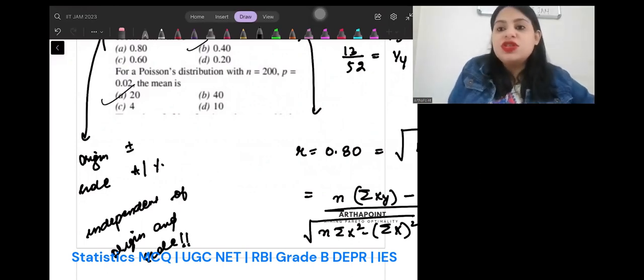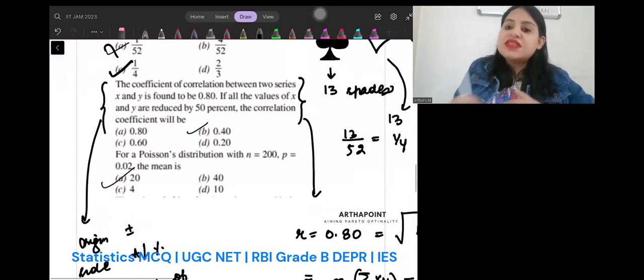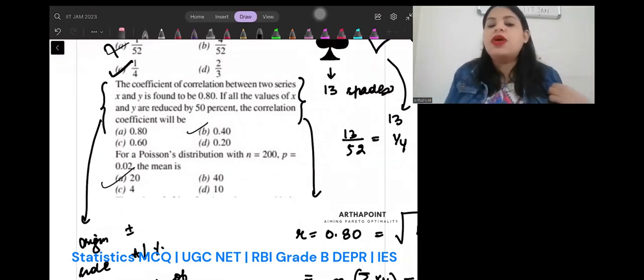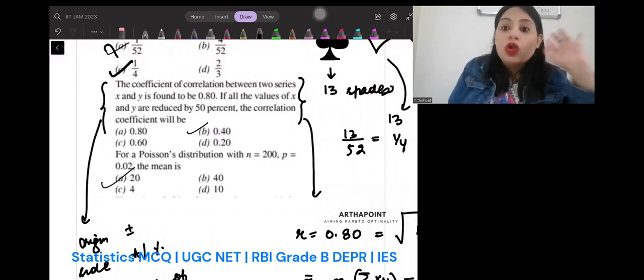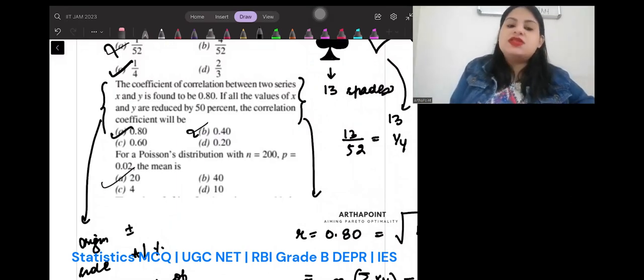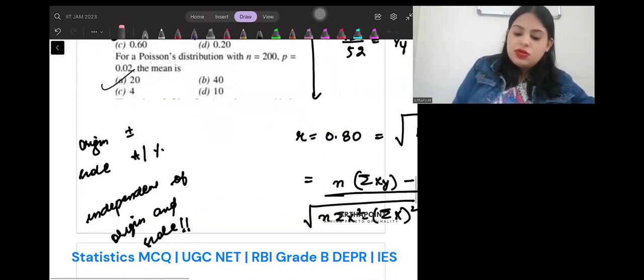That means when you change origin or scale, the coefficient of correlation will not be affected. If you multiply all the x and all the y values by the same number or divide by the same number, the correlation coefficient will not be affected. It is independent of scale and origin, so it will remain the same. So the answer is A. Okay, come to the next question.